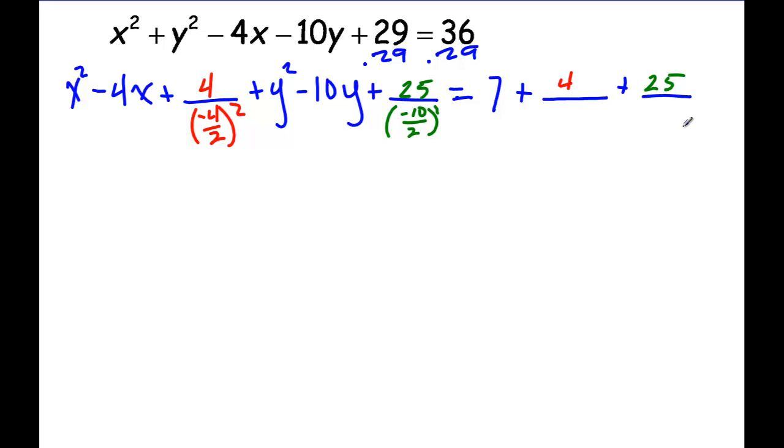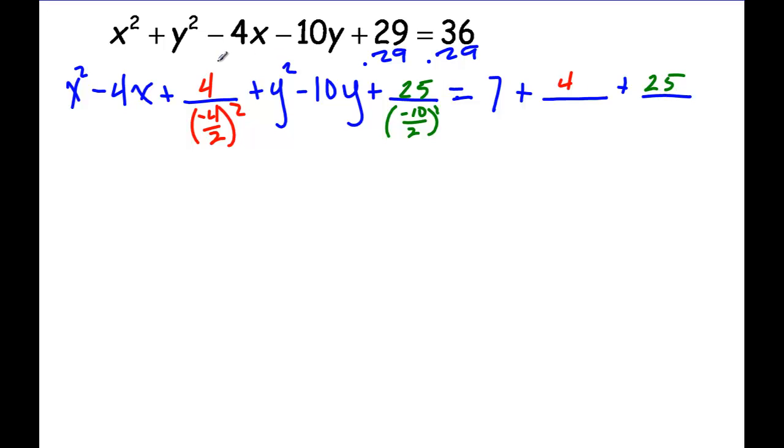Everybody okay so far? Let me just repeat that again. To fill in this blank, we divided the 4 by 2, and then we squared it. We filled it in, and then we also put its equal value on the other side to maintain balance. Then we do it again here. We take this number, divide it by 2, square it, put it here, and then add it to the other side to maintain balance once again.